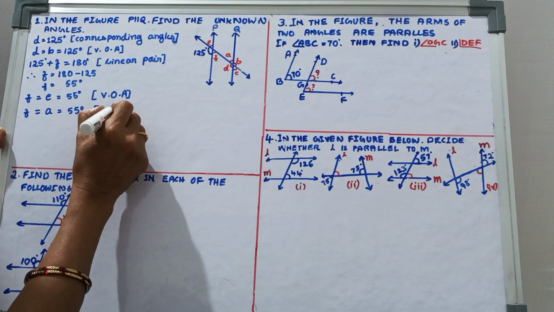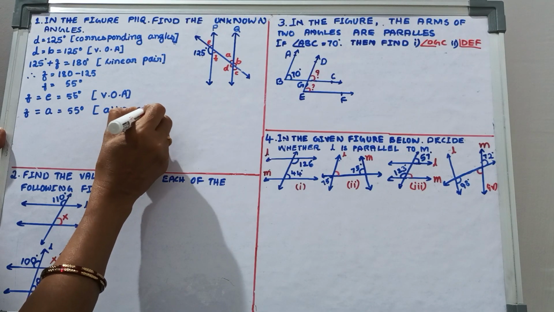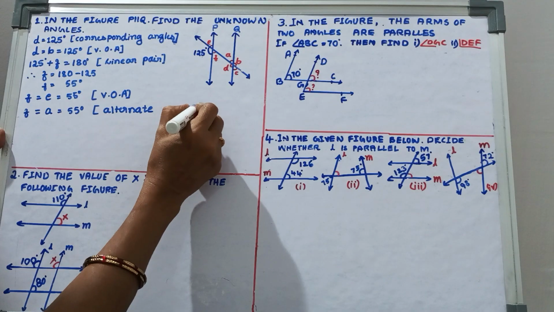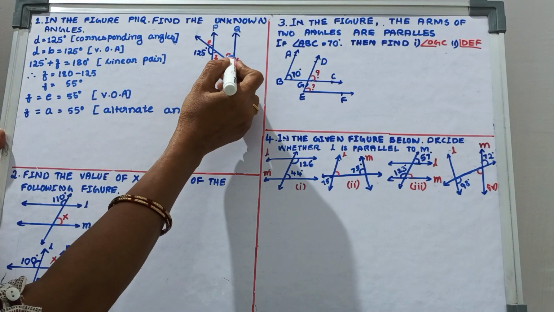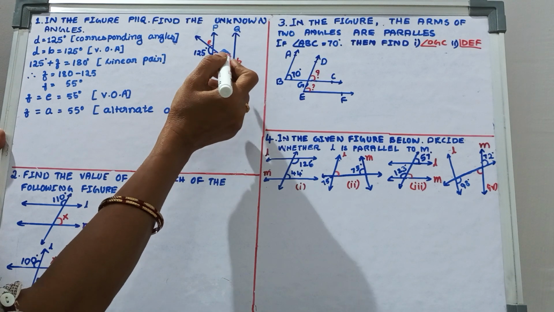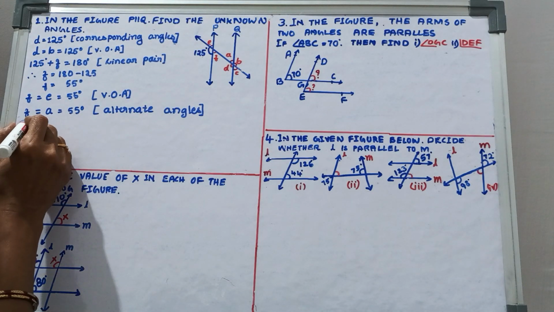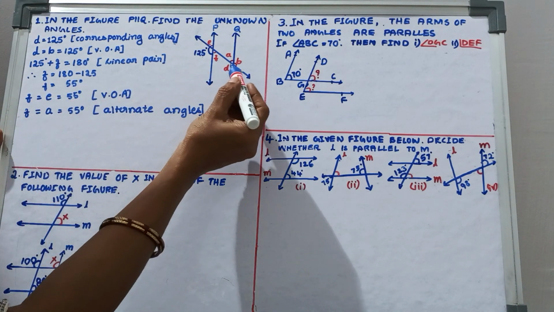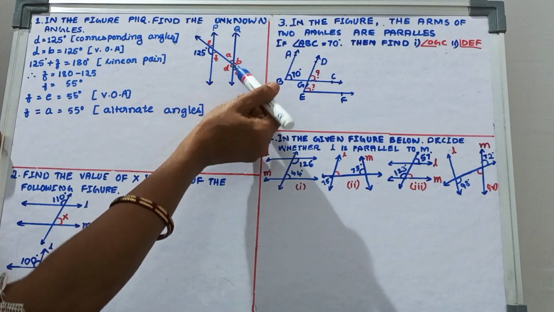Alternate angles. Alternate angles are on either side of the transversal. These are interior alternate angles. They are inside but on either side of the transversal. Now we have found all unknown angles.